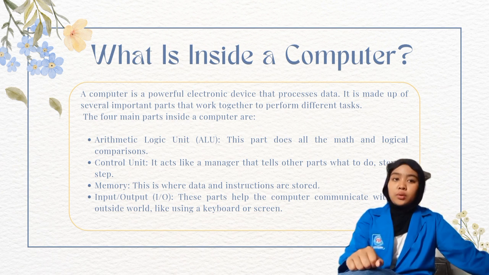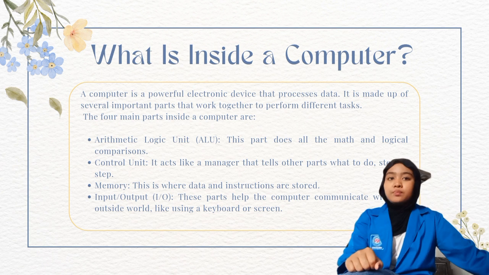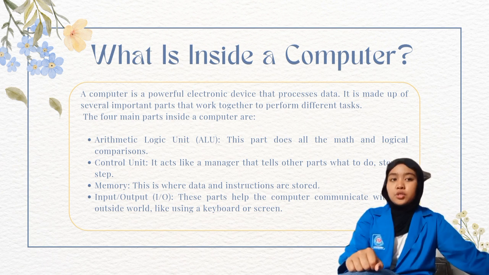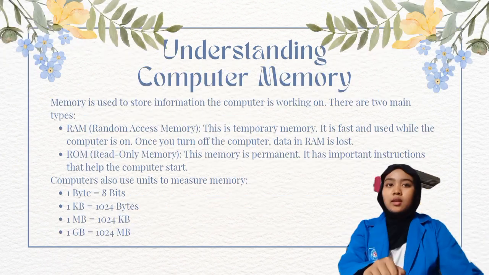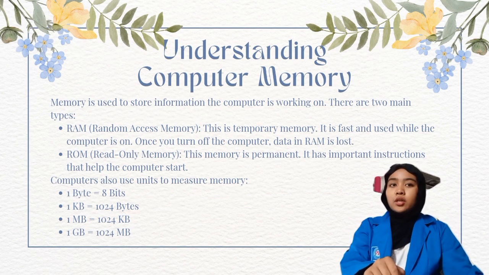2. Control unit. It acts like a manager that tells other parts what to do step by step. 3. Memory. This is where data and instructions are stored. 4. Input and output. This part helps the computer communicate with the outside world, like using a keyboard or screen. Next, understanding computer memory. Memory is used to store information the computer is working on. There are two main types.